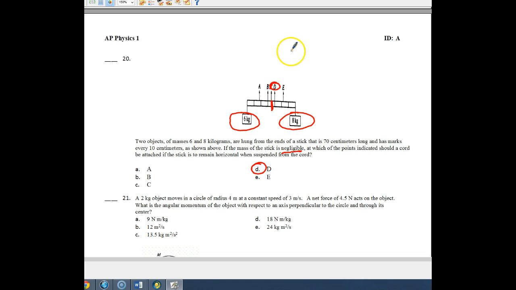So let's go ahead and figure out the torques. Let's figure out the torque at D for the 6 kilogram mass. That'd be 6 times 1, 2, 3, so we're actually 4 away. If we put it at D, 6 times 4 is 24, and 8 times 1, 2, 3 is 24. Aha! If this is 24 positive and this is 24 negative, then they absolutely have to balance at that point. And that is the end of number 11 through number 20.